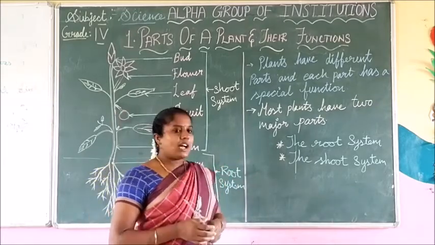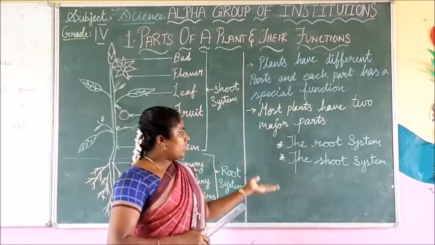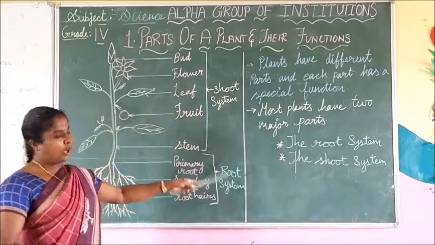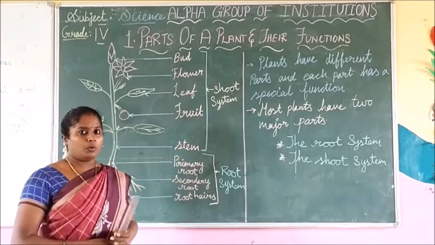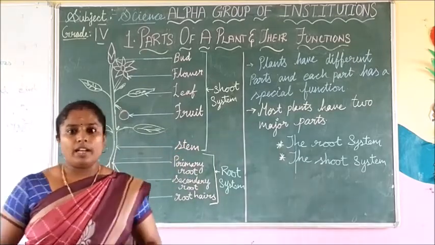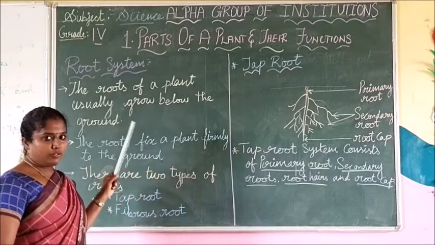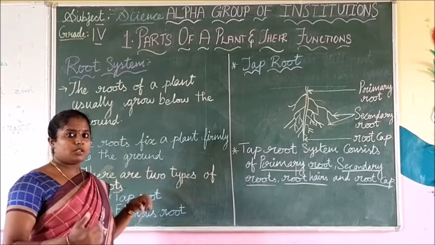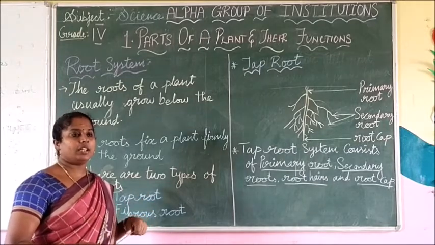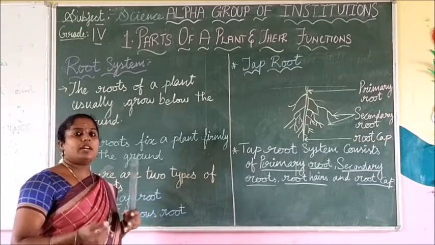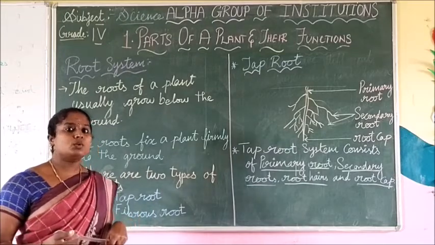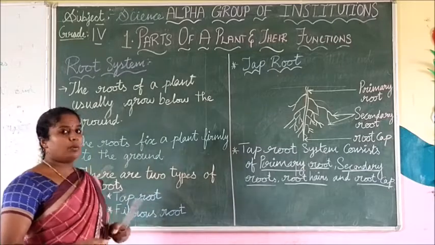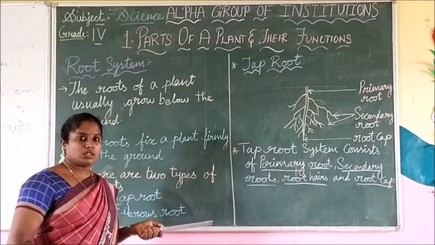Most plants have major parts, that is the root system and shoot system. So the root system includes what you know and the shoot system includes what you know. Now I will show you the plant. Before, we saw the parts of the plant, the root system and shoot system, how the plant is divided into two types of system. So first, we are going to see briefly about the root system.